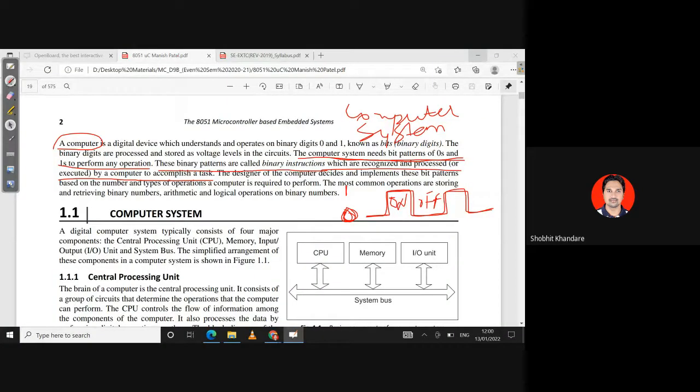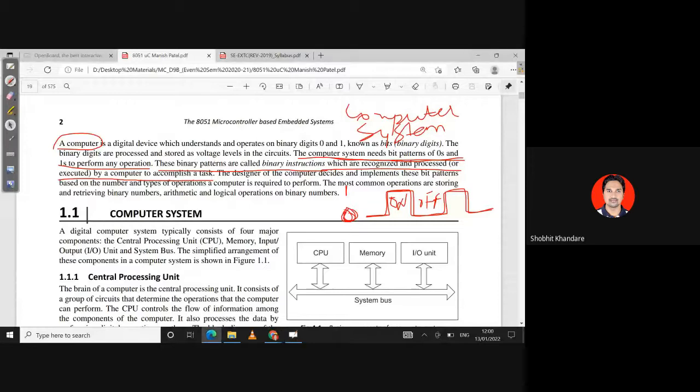Okay, and once you process that instruction which is in the form of binary instruction, then the result हमें जो मिलता है, that is also in the form of ones and zeros. और जो हमको दिखता है, that is the language which we understand. लेकिन internal operation जो भी होता है वो सब binary form में होता है.